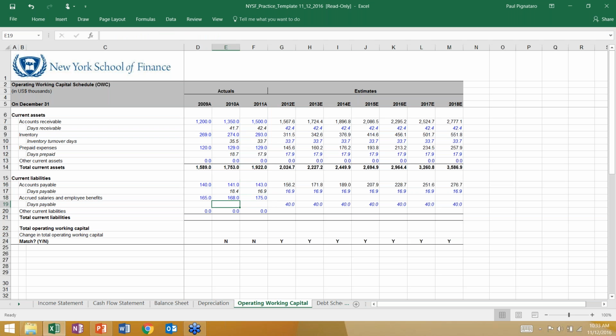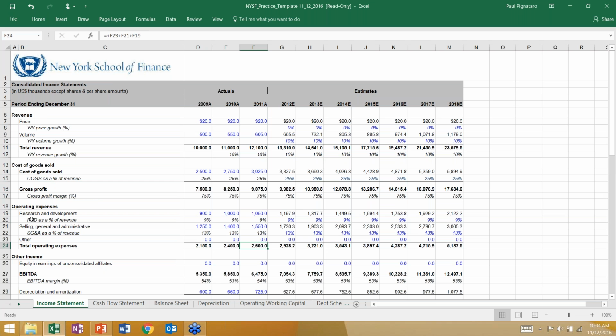Okay. Accrued salaries and employee benefits. This is like prepaid expenses, right? There's some expense that is accruing, is due, and hasn't been paid. This expense, though, we know: salaries, employee benefits. So of the operating expenses, it's not research and development, it's SG&A. So we're going to base this off of SG&A, okay?